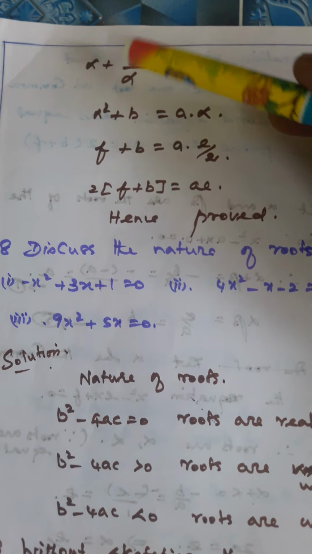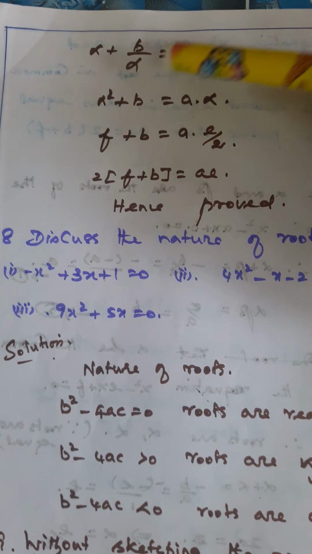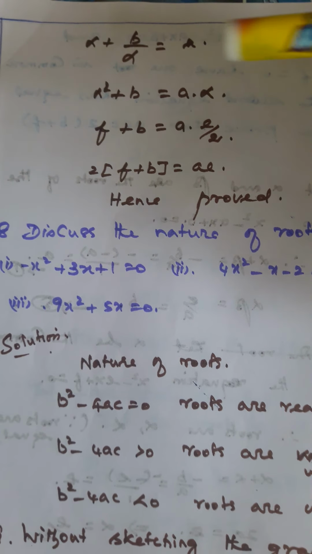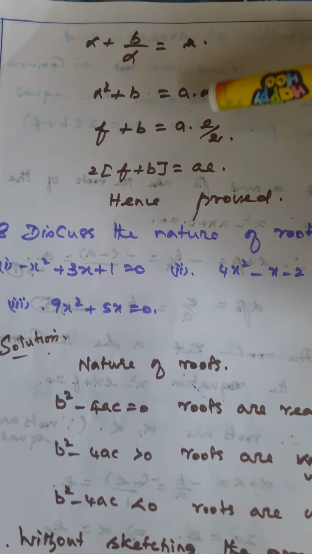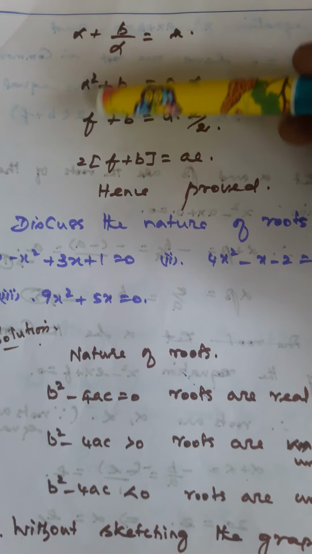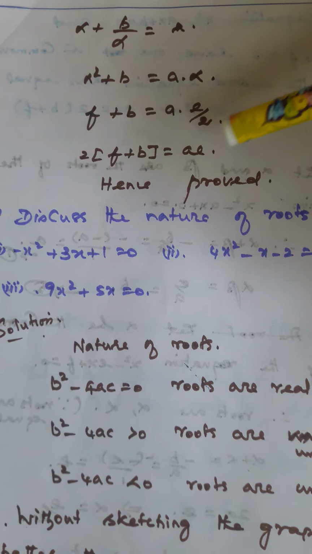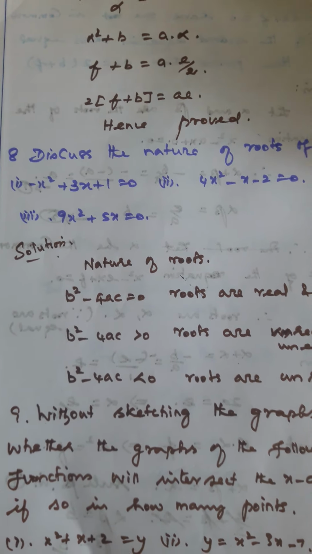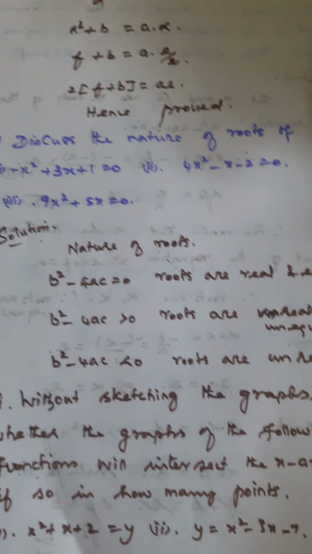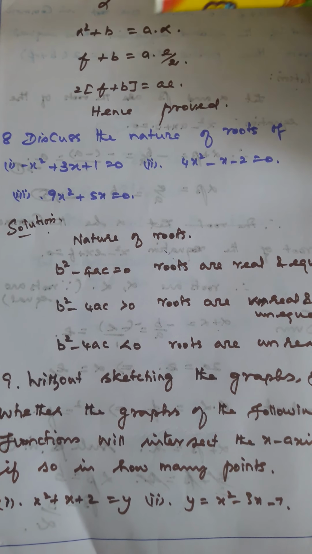So alpha plus b by alpha equal to a, that becomes alpha square plus b equal to a alpha. Alpha is nothing but e by 2. Your alpha square is f. So I will be getting 2 into f plus b equal to a. Okay. So that is what I have to prove. Hence proved.